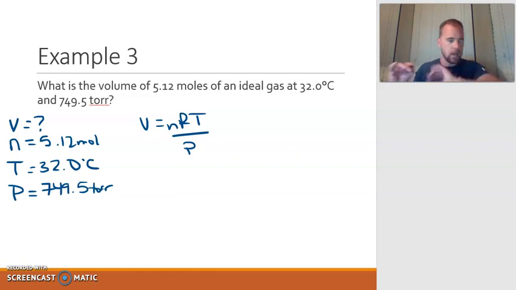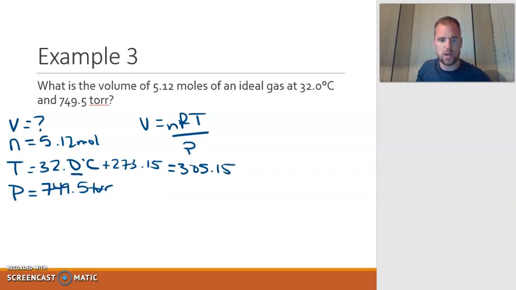Now, before I just start plugging things in there, we need to make sure everything's in the correct unit. So n is moles, so that's good. Temperature needs to be converted, right? So we're going to add 273.15 to temperature. Now, remember, when you add, you always have to show your answer with the lowest number of decimal places. So even though when I just simply add, I end up getting 305.15.